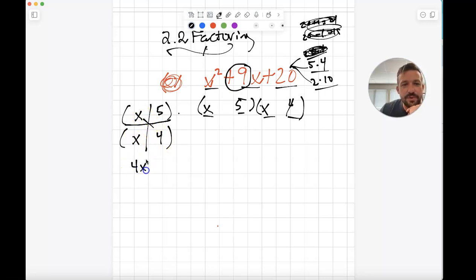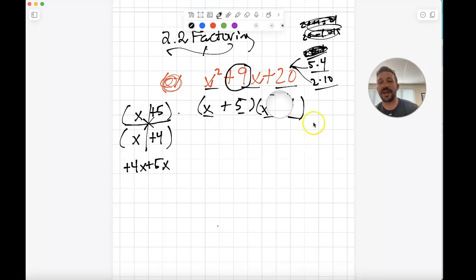X times 4 makes 4x. 5 times x makes 5x. Okay, and then we have to add these to make 9. So that means that 4 will be positive, 5 will be positive, and this is what I think my answer is going to be. Now, you don't stop there and just say, oh, I got it. You always want to check it, okay, because it might have fooled you.